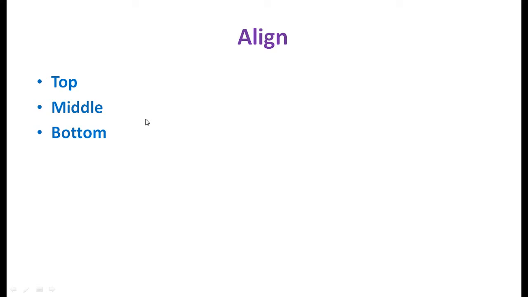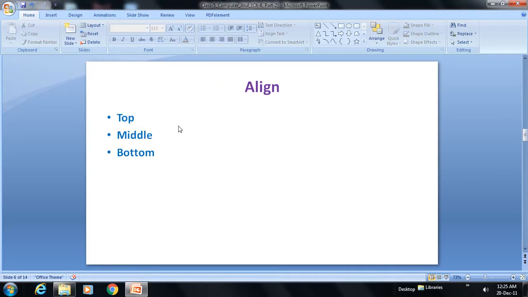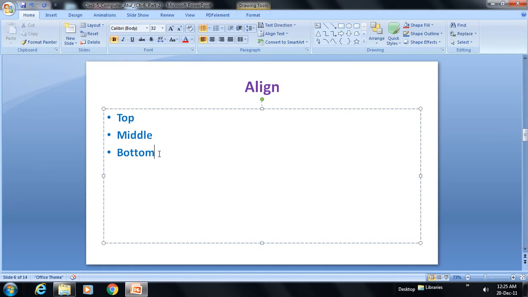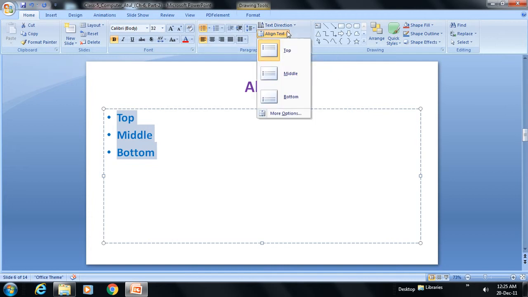Align. Basically you can align text in 3 ways: top, middle and bottom. How does it happen? Let's see. What you need to do, click the selected text. You need to select the text. Now as you can see, in this Home tab, you need to click on the align text option. It is there below the text direction option. So as you click on align text option, you will see 3 options: top, middle and bottom.